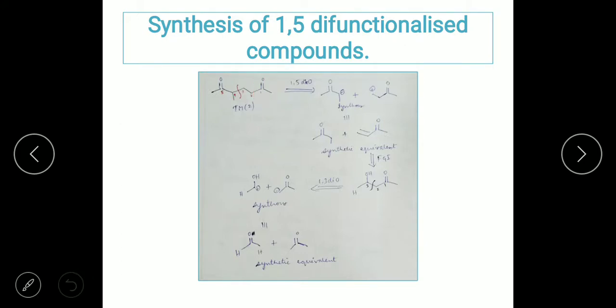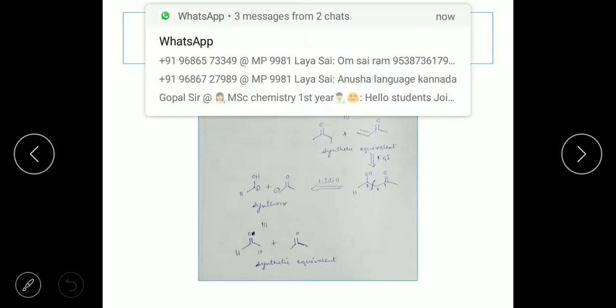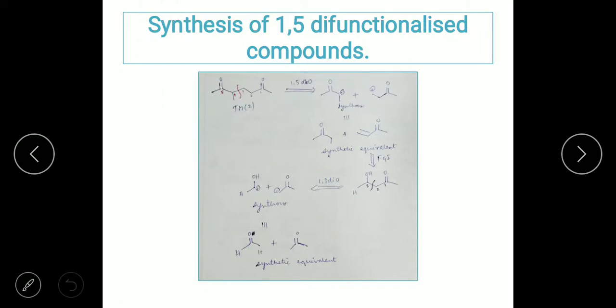And hence we can do the 1,5 disconnection of the carbonyl. So here, you're going to do the disconnection between the 3 and 4 carbon atom. And we're going to be getting 2 synthons, cationic and anionic synthons. Now, the synthetic equivalents also we can write down.